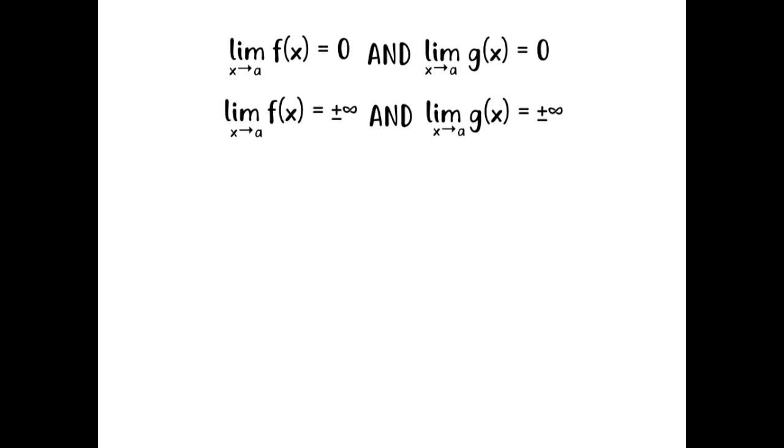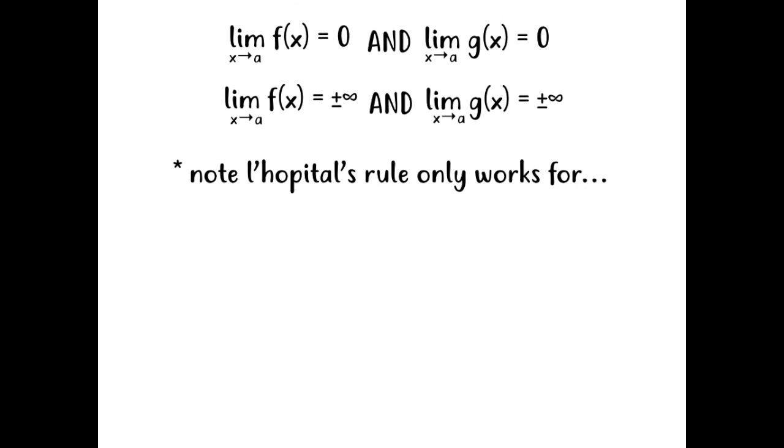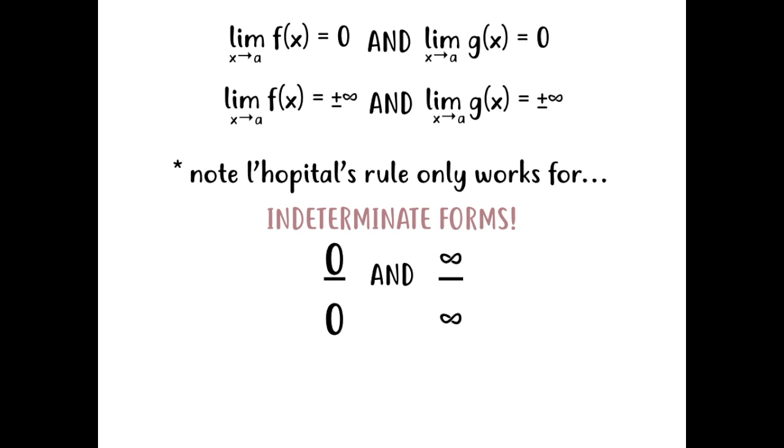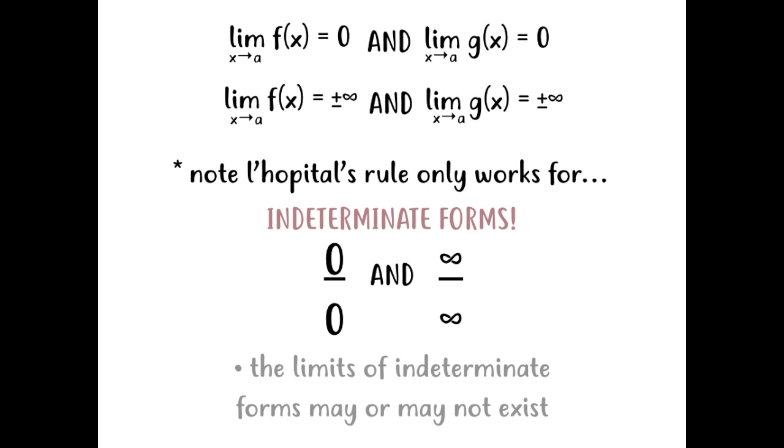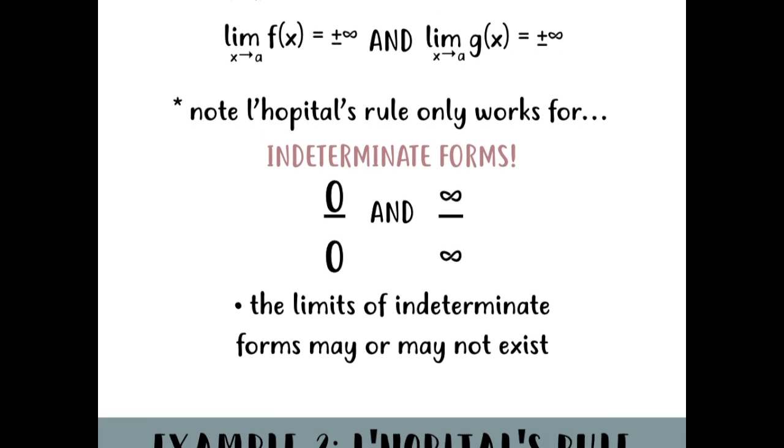However, it is important to note that L'Hopital's rule only works for indeterminate forms. Examples of these would be 0 over 0 and infinity over infinity. The limits of indeterminate forms may or may not exist. Now that we know what L'Hopital's rule is, let's apply it to an example.